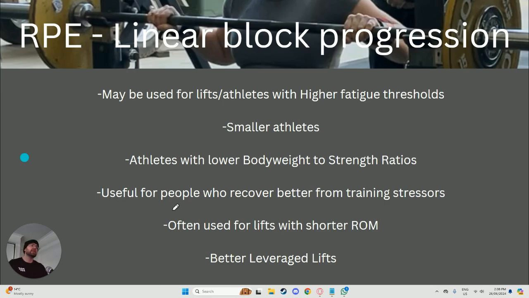Useful for people who recover better from training stresses. Now, this can be that I have a very physical job, and so I then have a harder time recovering from training. But someone else who maybe just has an IT job, they can recover really well from their training sessions. And so maybe because they recover better, this sort of block progression will work better for them, but not as good for me. It's often used for lifts with shorter range of motion.